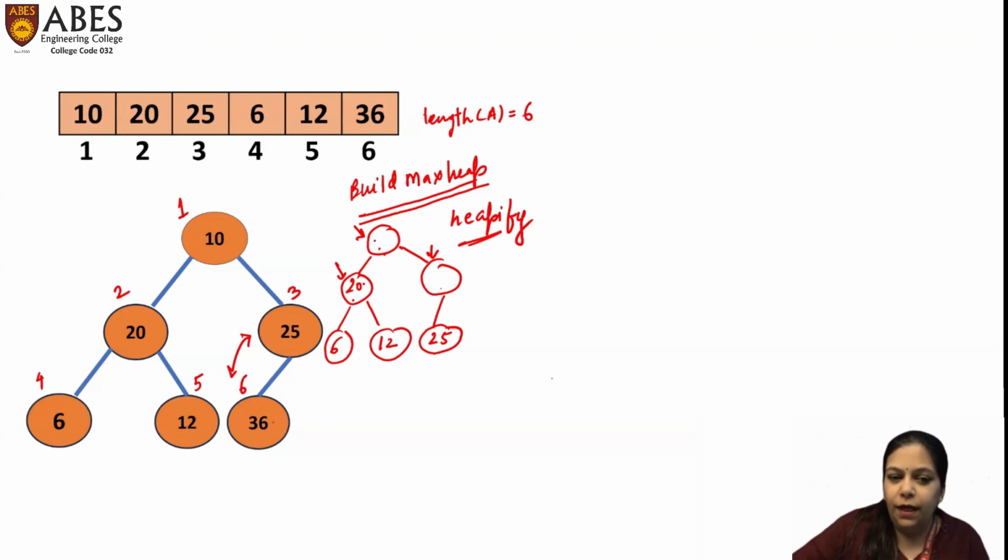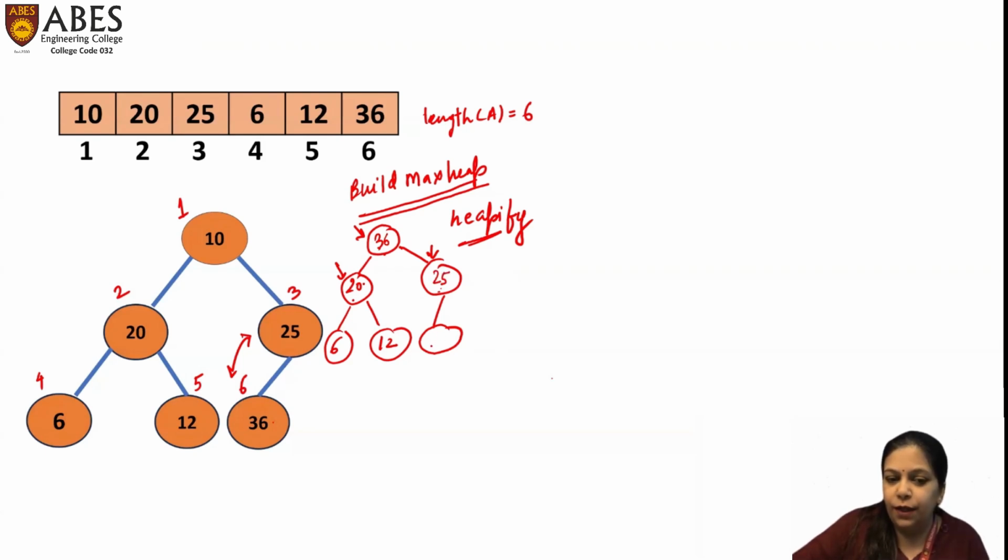So the situation will be that this will become 36 and this will become 10. But again, because the swapping has happened, we have to check this number again and heapify this node. In order to heapify this node again, we will check it with its left child and right child. Again, as you can see, the left child is greater, so it will be swapped with the left child. And there is no right child.